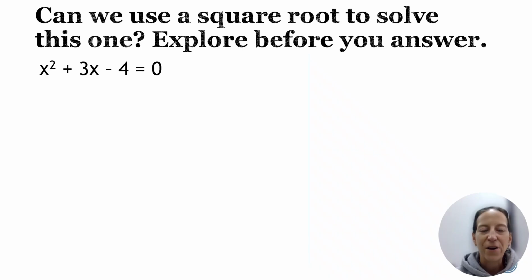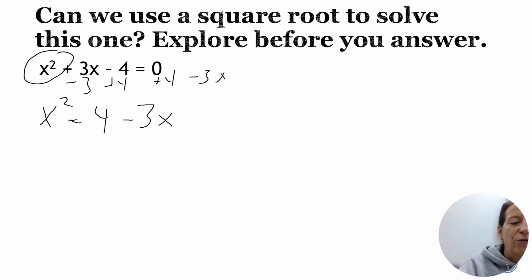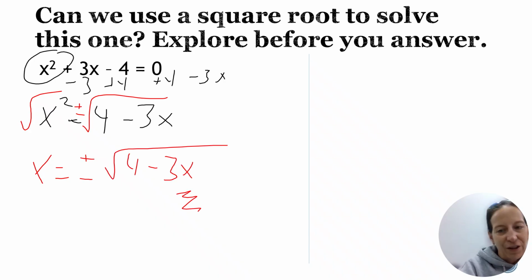All right. Now, I hope, again, that you did this. I hope that you actually paused the video and explored with this. So what you might have done is you might have tried to get the x squared by itself. So maybe you added 4 to both sides, and maybe you subtracted 3x from both sides, and then you tried to take a square root, and you're like, but here's the problem. Now you've got x equals plus or minus the square root of 4 minus 3x, and you still have an x on the other side.